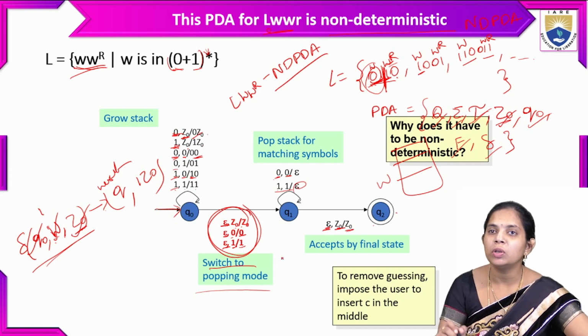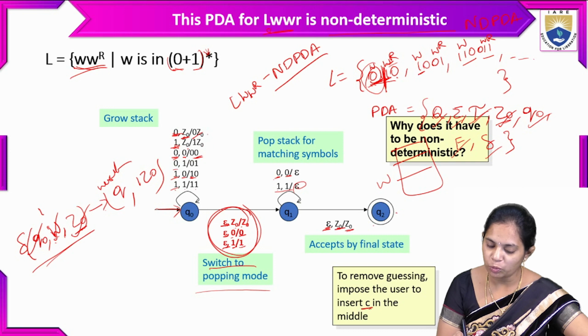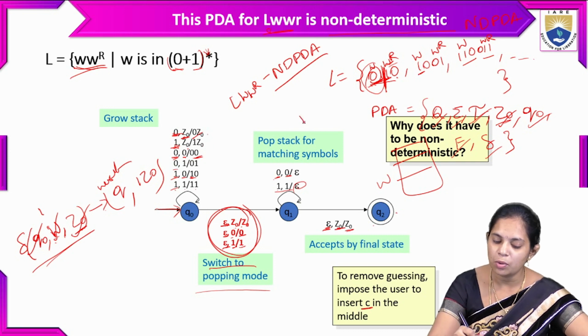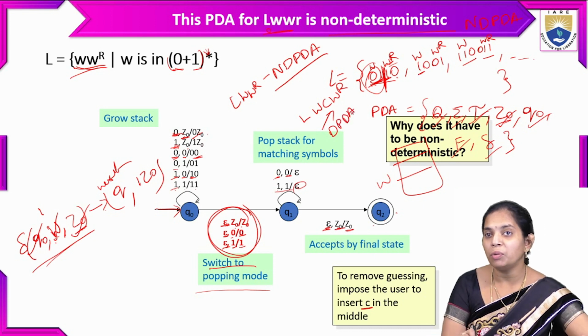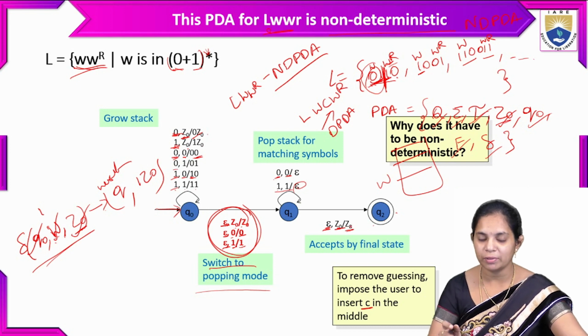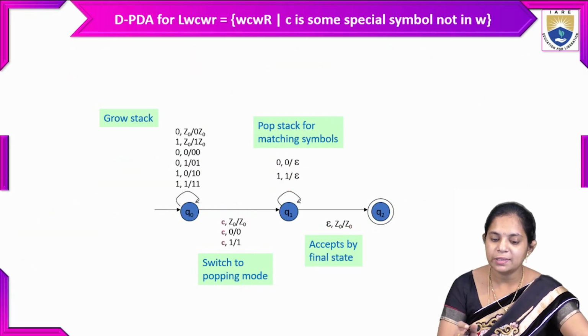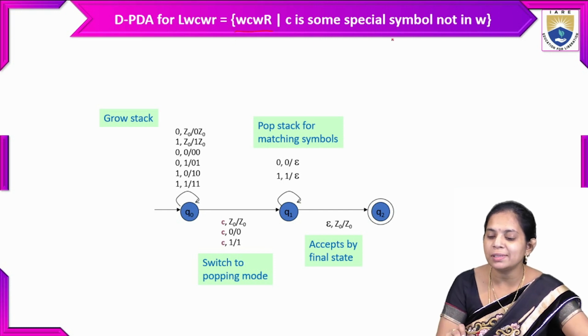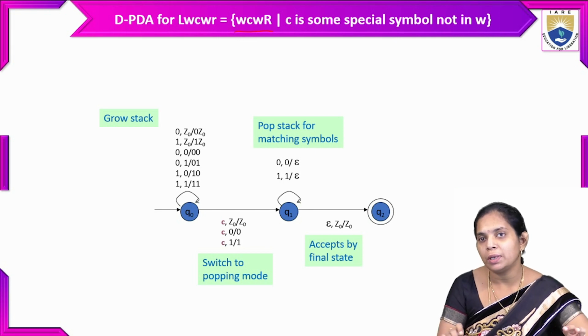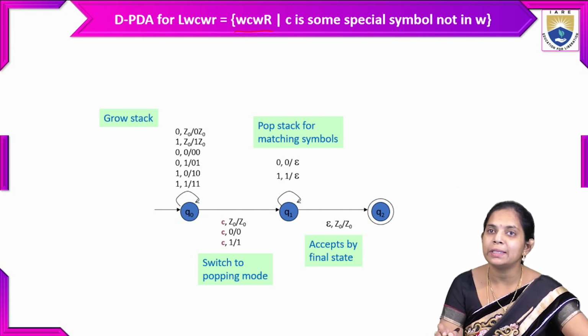And if you give the input symbol C in between this W and W reverse, that is the language W C W reverse, which is a deterministic pushdown automata. How we will insert that symbol into the stack, we will see. Here, C is some special symbol not in W. W has the zeros and ones, and the C that we are inserting is not a symbol which belongs to the string.